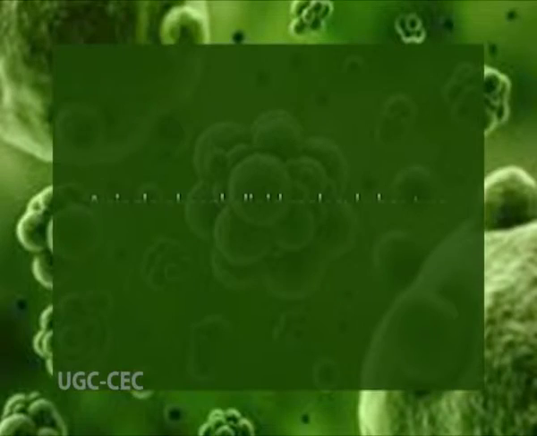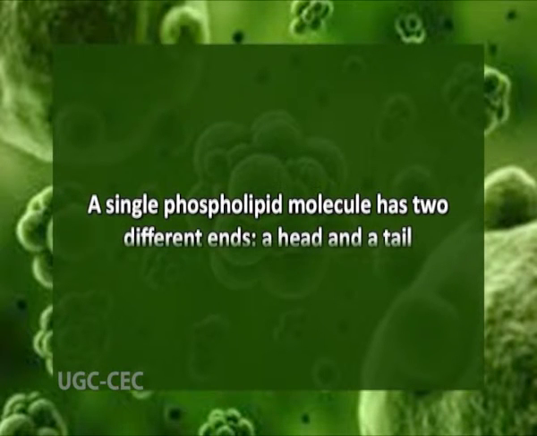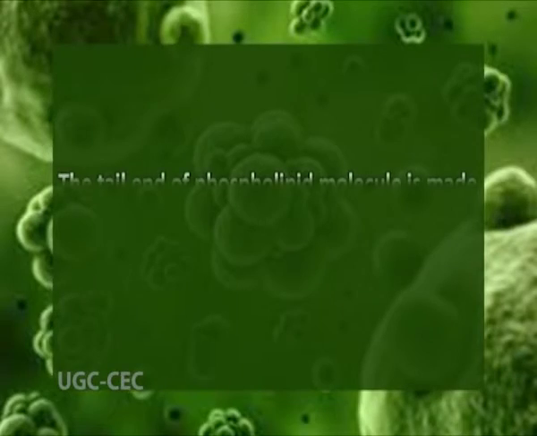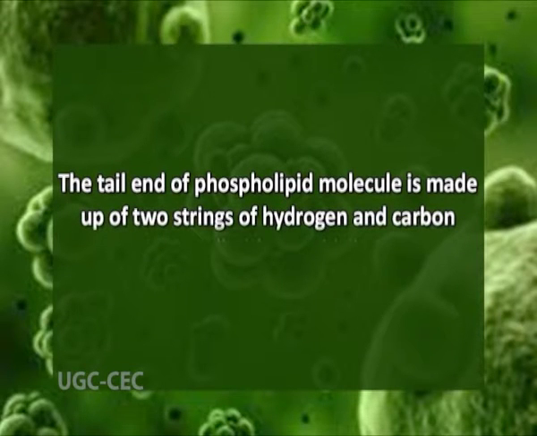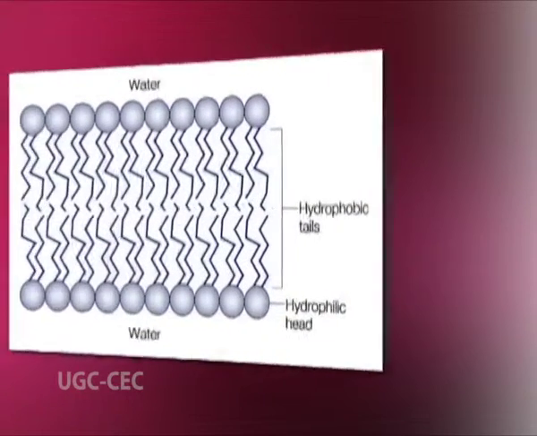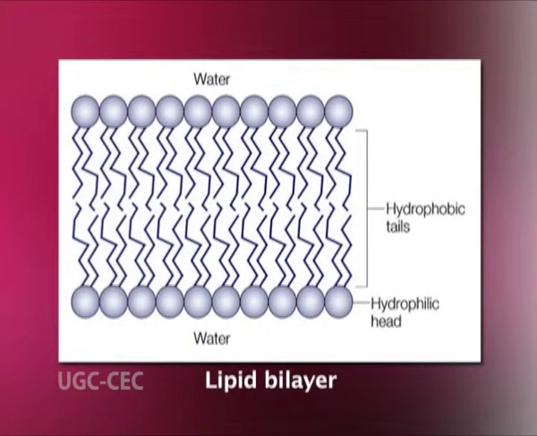Phospholipids. The fundamental building blocks of all cell membranes are phospholipids, which are amphipathic molecules. A single phospholipid molecule has 2 different ends, a head and a tail. The head end contains a phosphate group and is hydrophilic. This means that it likes or is attracted to water molecules. The tail end is made up of 2 strings of hydrogen and carbon atoms called fatty acid chains. These chains are hydrophobic, or don't like to mingle with water molecules.